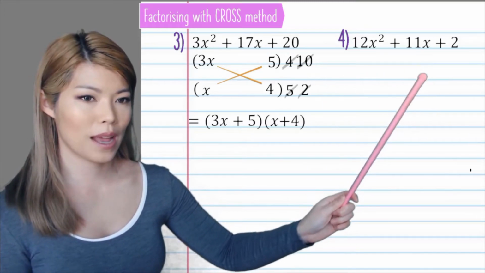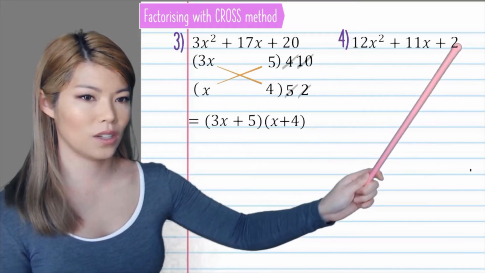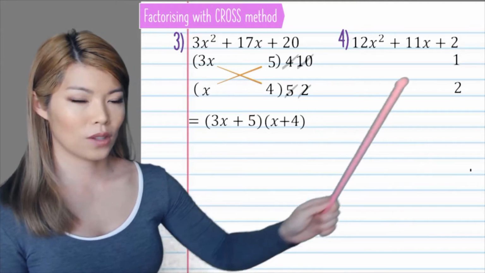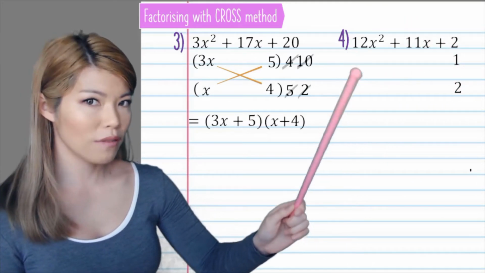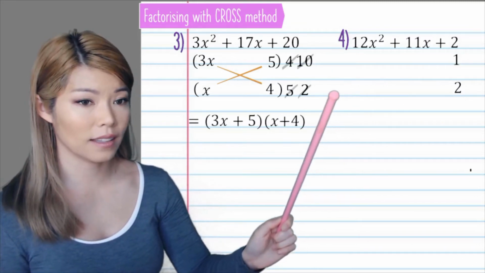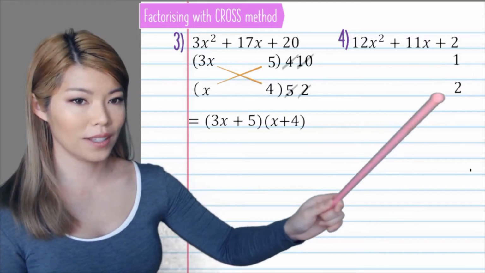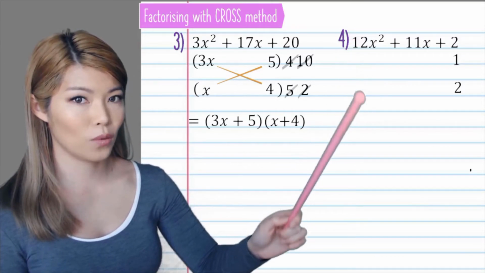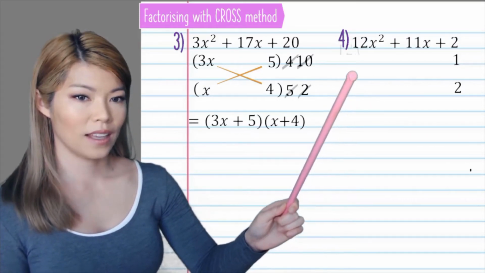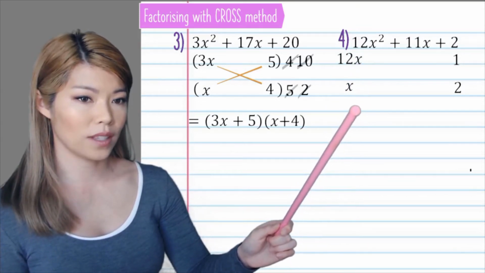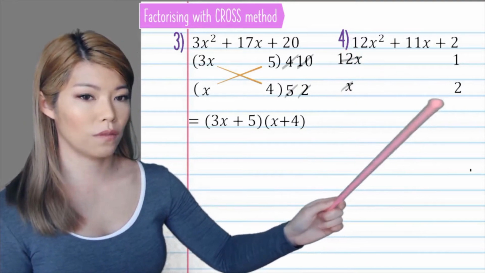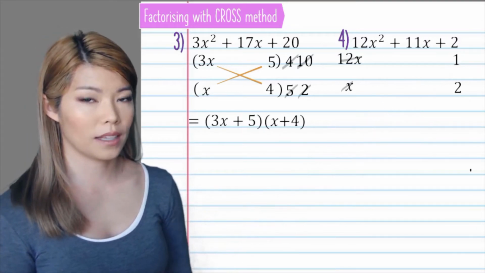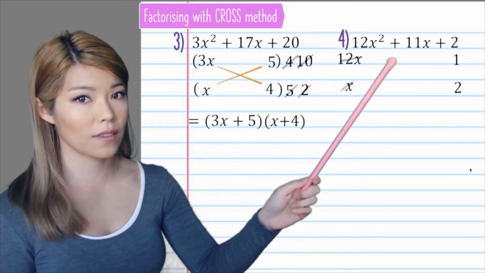One more. This time we have 12x squared and the 2. Now, the 2 is easier because there are not many combinations, it's just 1 and 2. The 12 is trickier because there are more factors. So I'm going to put the 1 and 2 first, and now I'm going to start guessing what works for the 12x squared. So we could do 12x times x, for instance, but that's way too much because 12 times 2 is 24, and then 1 times x is 1. 24 and 1 is not going to give us 11.